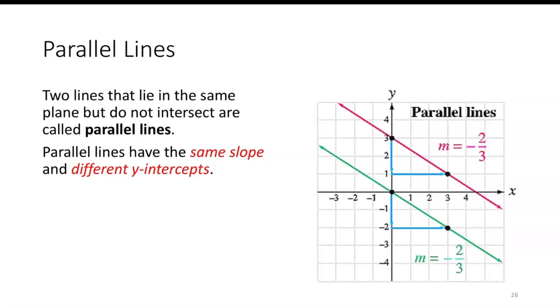Two lines that lie in the same plane but do not intersect are called parallel lines. You can kind of think of them like train tracks, where there are two lines that go on forever but are always the same distance apart.